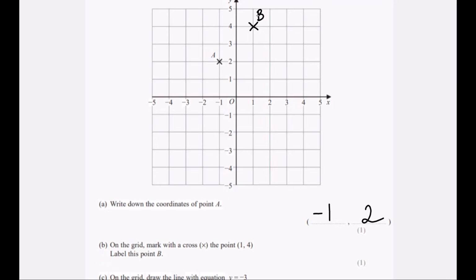On the grid, draw the line with equation y equals -3. So y is equal to -3 here, and the whole way along this line. Everywhere on this line, the y is worth -3. So y equals -3 is the whole of this line.